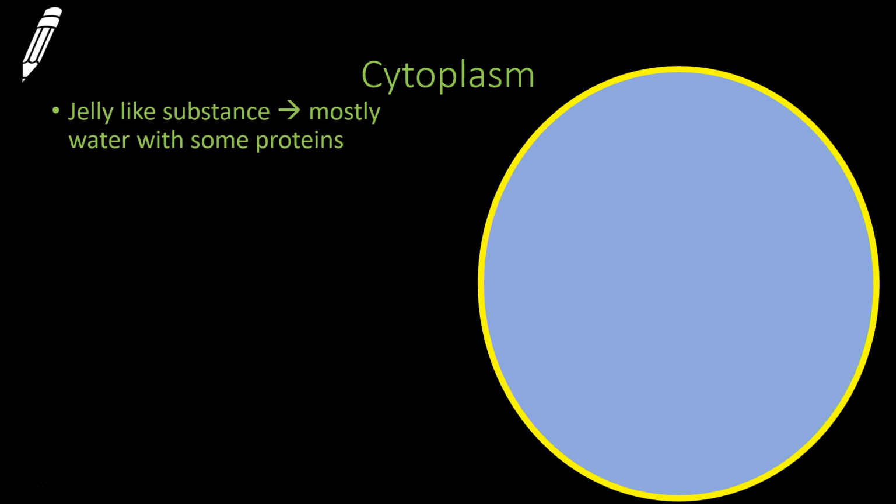Next, we have the cytoplasm. And the cytoplasm is a jelly-like substance. It's mostly made up of water and some proteins. Most metabolic activities take place here, so think of the enzymes that we talked about. Those enzymes are going to do a lot of their work inside of the cytoplasm. Now, why does this have a jelly-like substance?